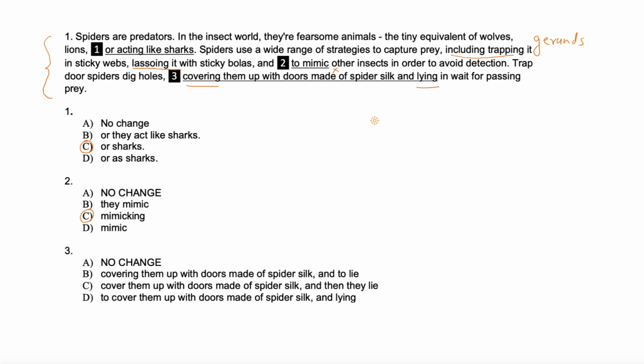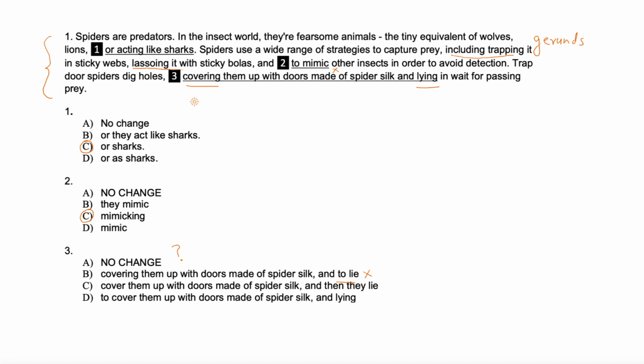And this is grammatically correct as well. However, let's have a look at other option choices. So A, let's put a question mark here. Covering them up with doors made of spider silk and to lie. You've got gerund over here and then you've got an infinitive form over here. This is not parallel, this is inconsistent. So you can easily eliminate option choice B. Third one, cover them up with doors made of spider silk and then they lie.